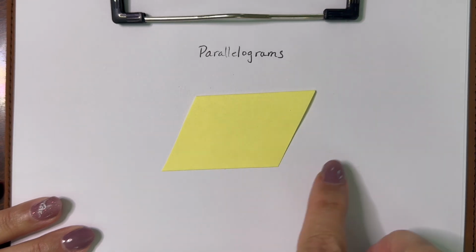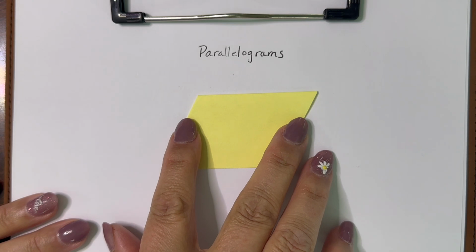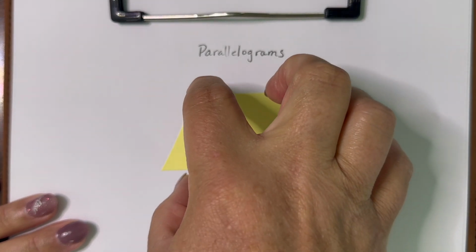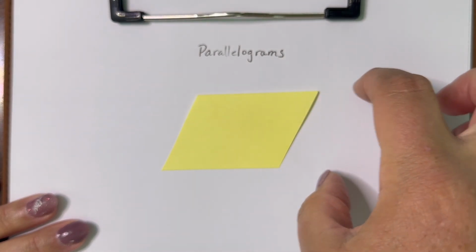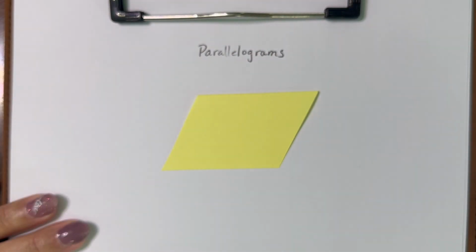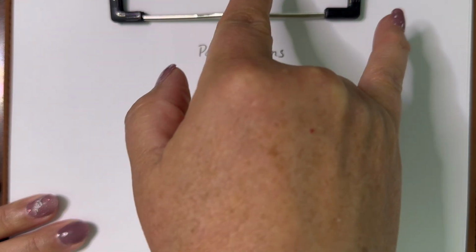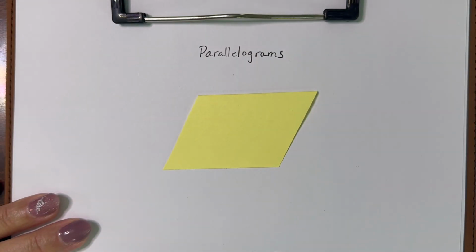So this is a parallelogram, and before we go too far, I want to explain to you what that means. That means that the top and bottom are parallel. Those lines will go on forever and ever and ever, and they will never touch. Same with the sides. The sides will go on forever and ever and never touch.